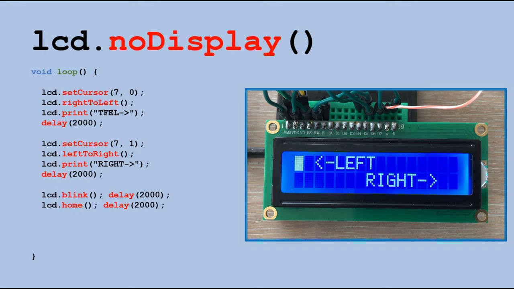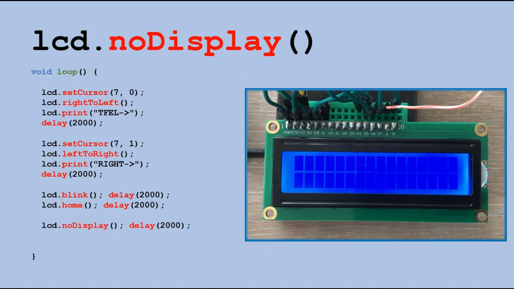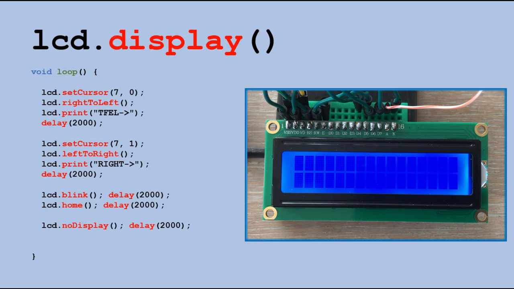The next method is LCD noDisplay. It turns off the LCD display without losing the text currently shown on it. After we run it, we can turn the display back on with the LCD display method.